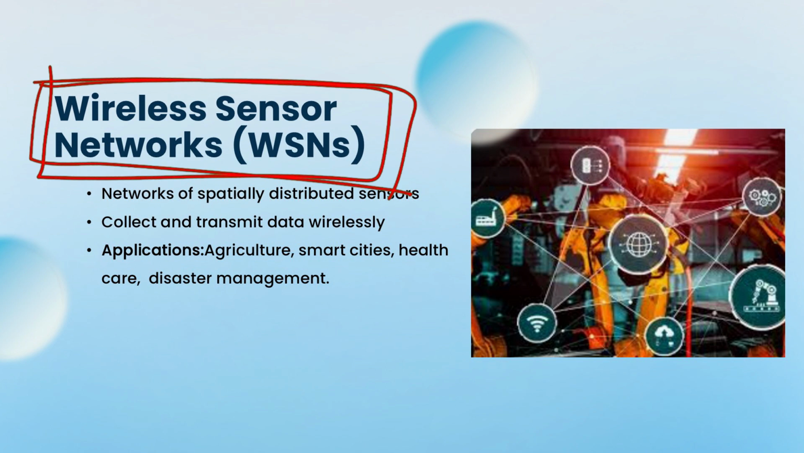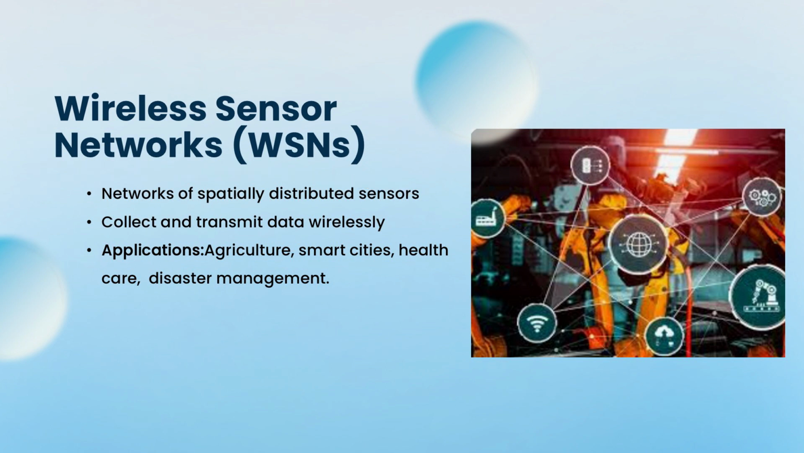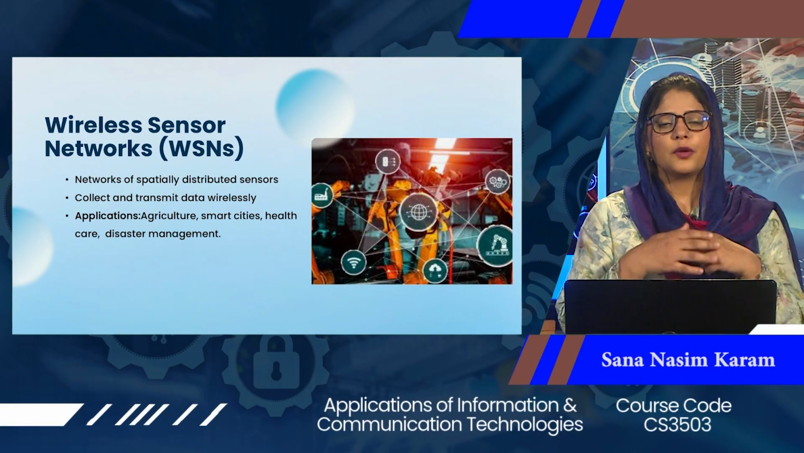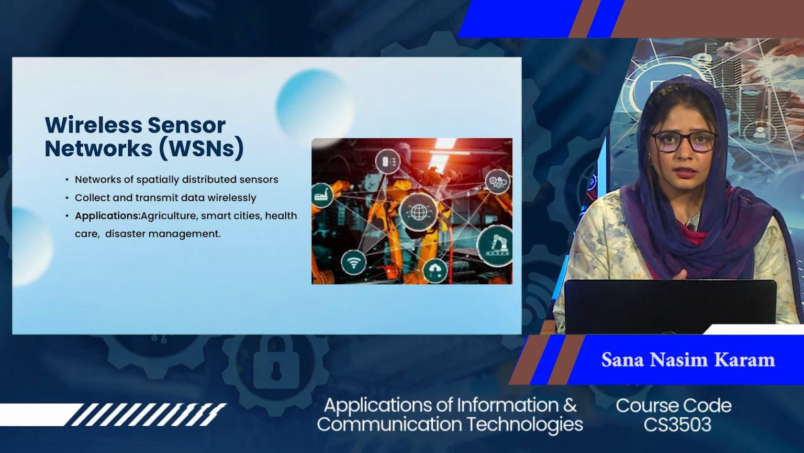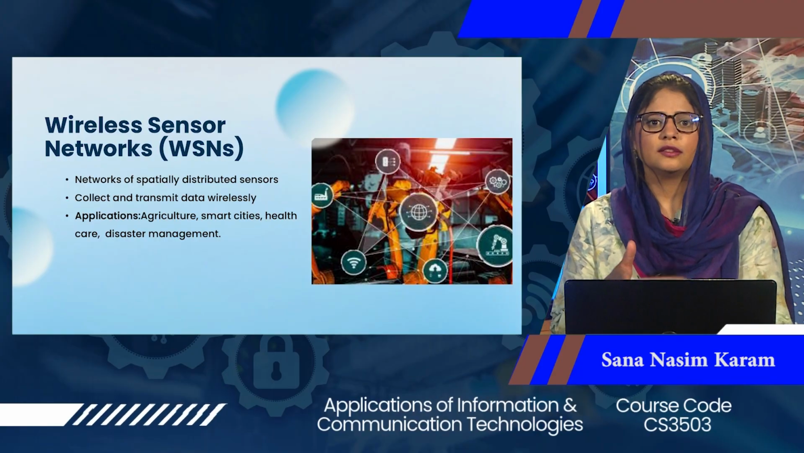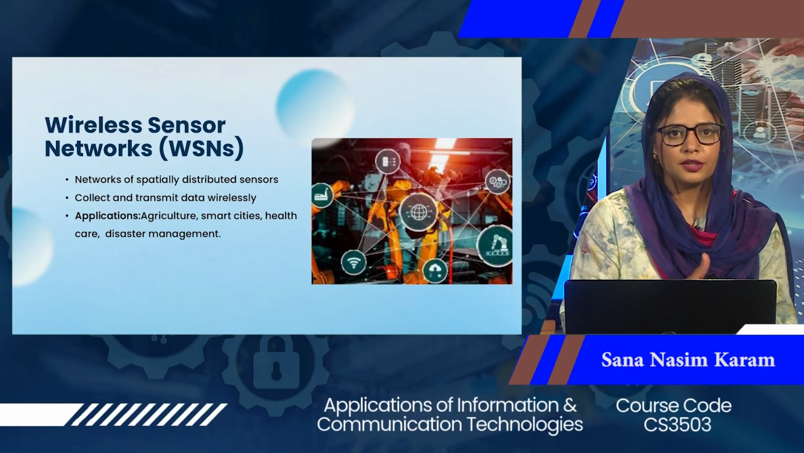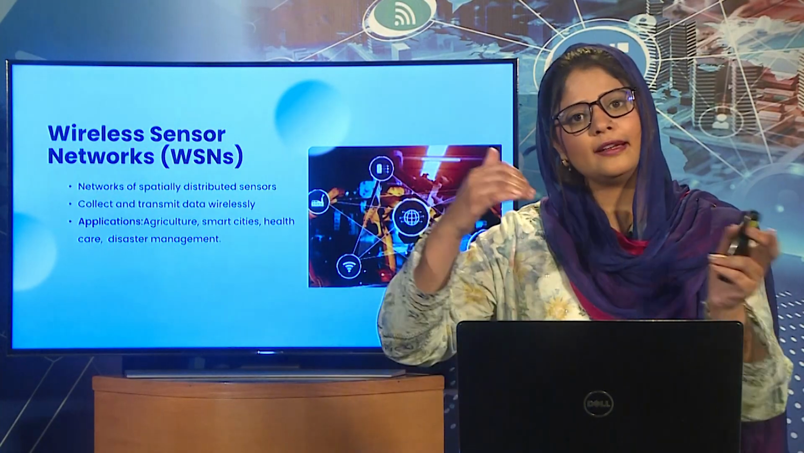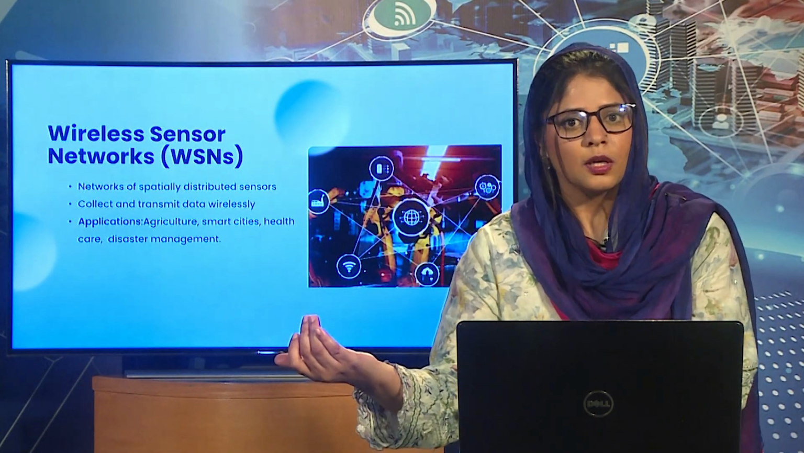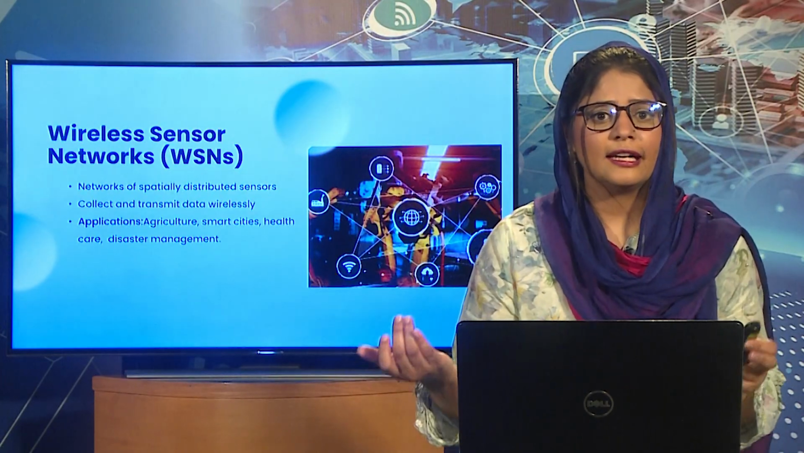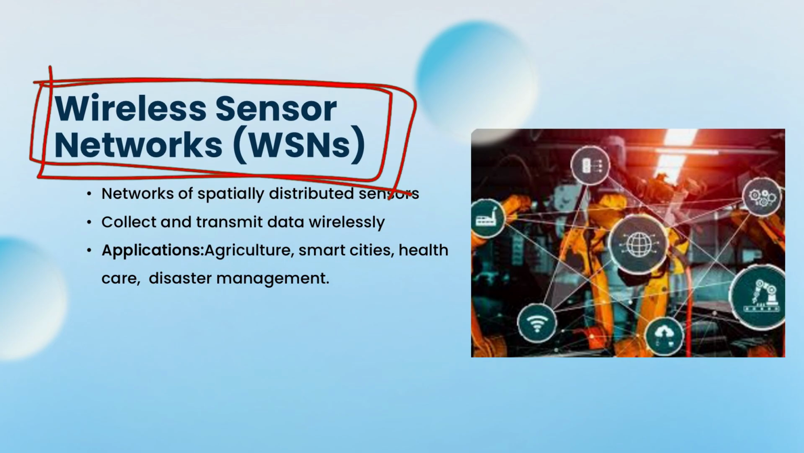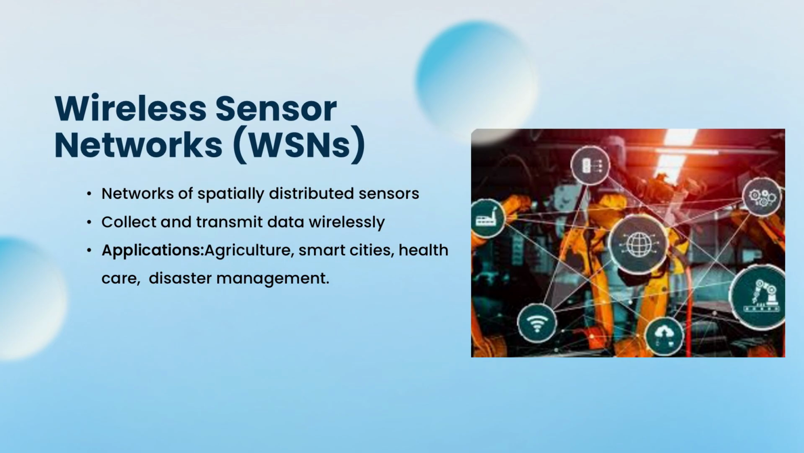Wireless sensor networks are made up of tiny, low-power devices called sensor nodes. These nodes are distributed across the environment to monitor physical or environmental conditions like temperature, pressure, humidity, or movement. The sensors collect data and transmit it wirelessly to a central system or base station for processing and analysis. Wireless sensor networks are critical in areas like agriculture, smart cities, healthcare, and disaster management.